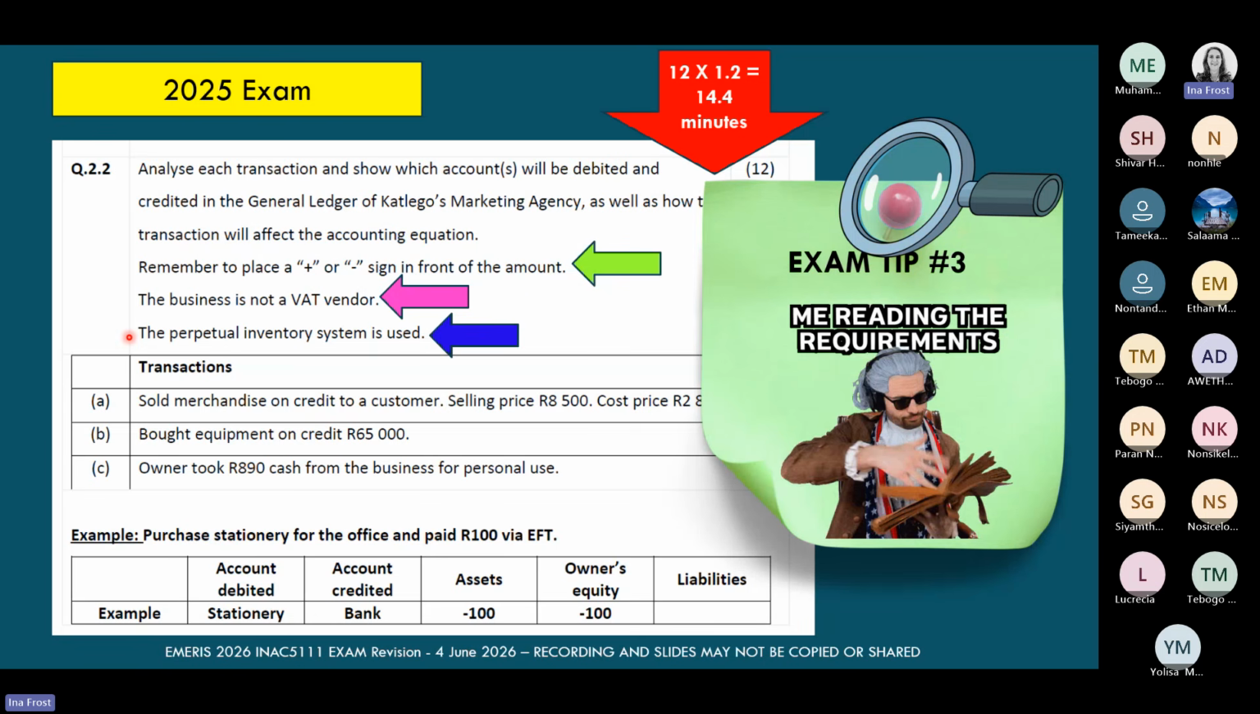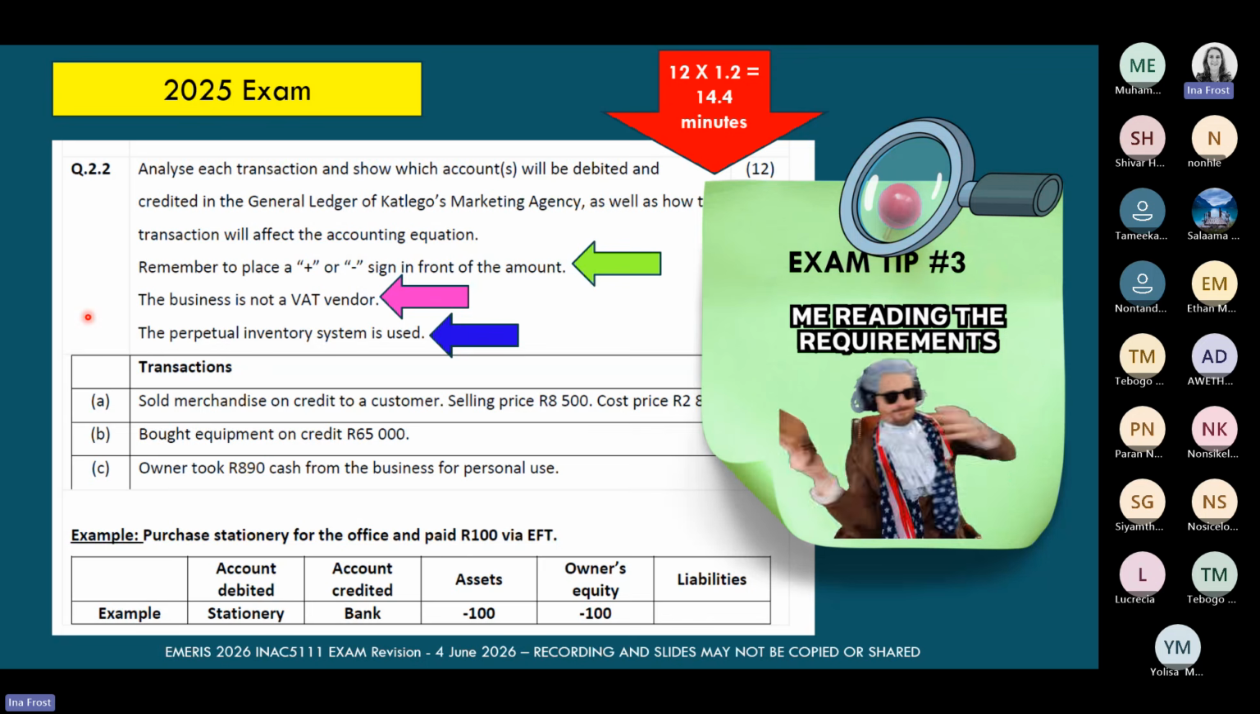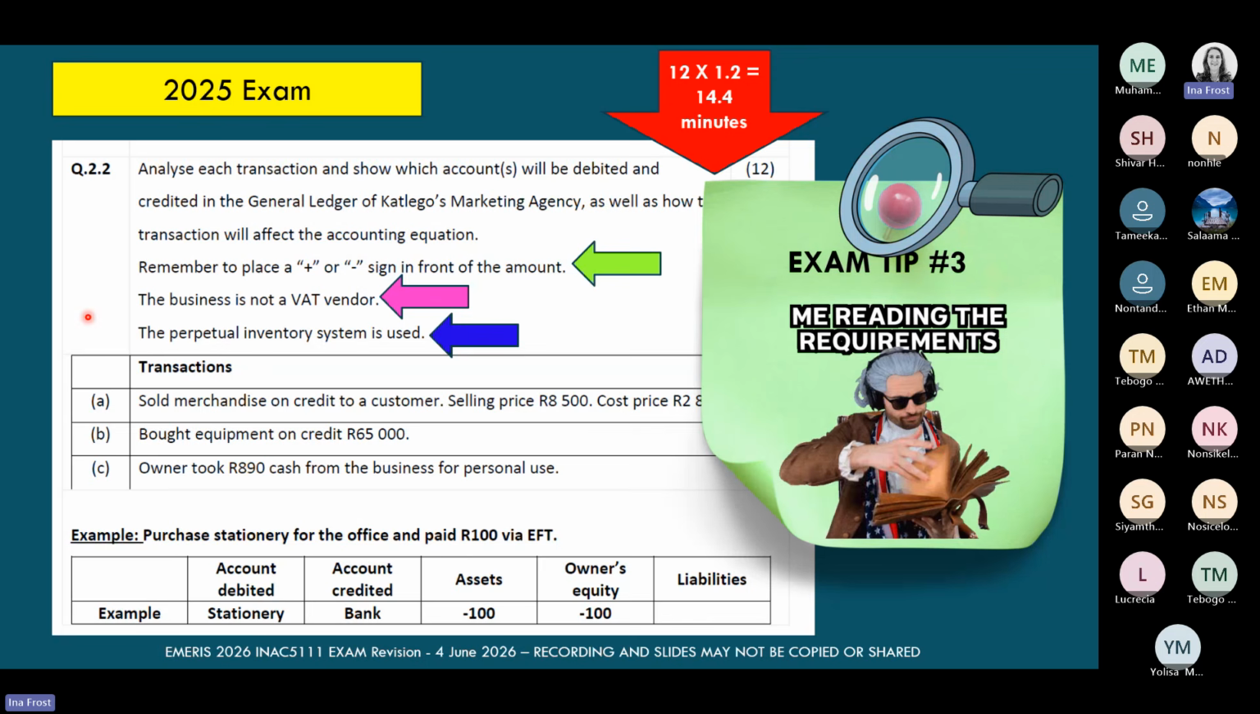So please, students, don't be so anxious in the exam that you rush through this and think, oh, this is not really important, I've just got to get to this part. And then you miss out on all these key little details that are built into each question. So this one was the 2025 exam. The student was given 3 entries and they had to show the impact on the accounting equation.